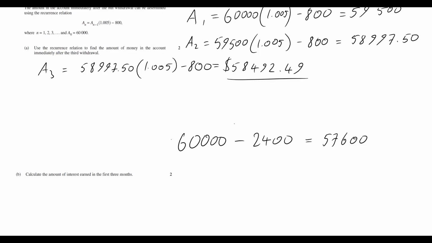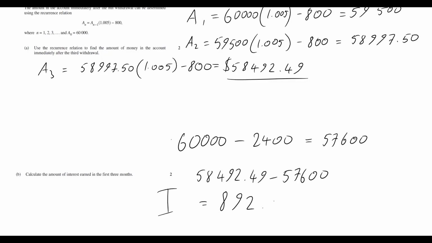But what we see here is actually that it's at 58,492.49. So what that means here is that the difference between the true value and the expected value with what we've been taking out, that's going to be the amount of interest that we've earned through this investment here. So now we can say 58,492.49 minus 57,600. That will give us our answer for our total interest. So I'll put a big I there for that, of $892.49. And that's our answer for part B.